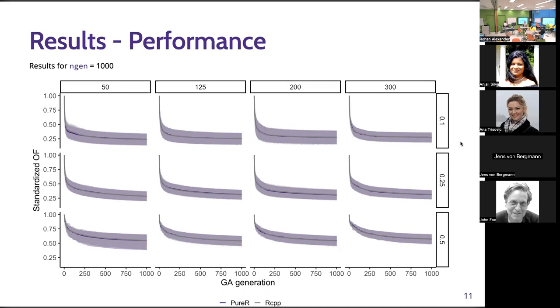Overall, this is what you want to observe. You want to observe that at some point the genetic algorithm plateaus, meaning that it has already reached a stable-ish solution. And you see that both implementations reach similar results or similar stability over time, which is what you would like to see.